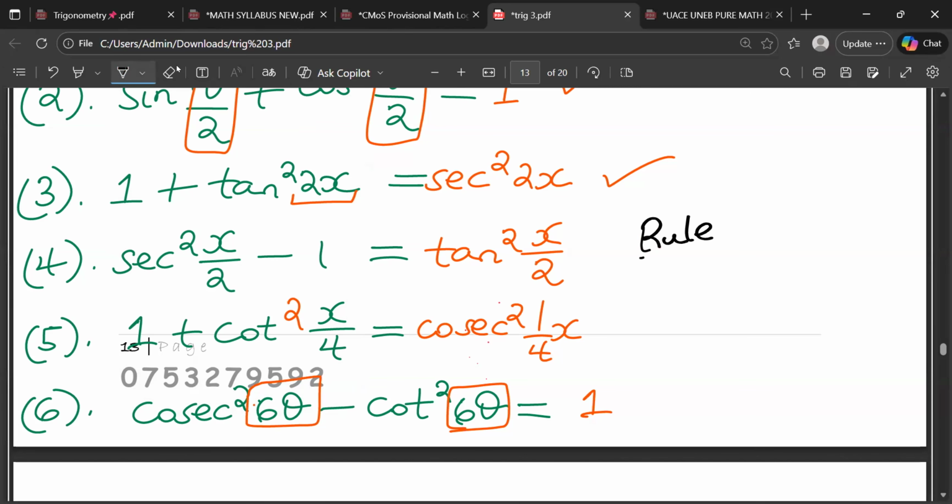So the rule is simple for those trig identities: same angle. Provided the angle is the same, we don't mind. The rules stand.